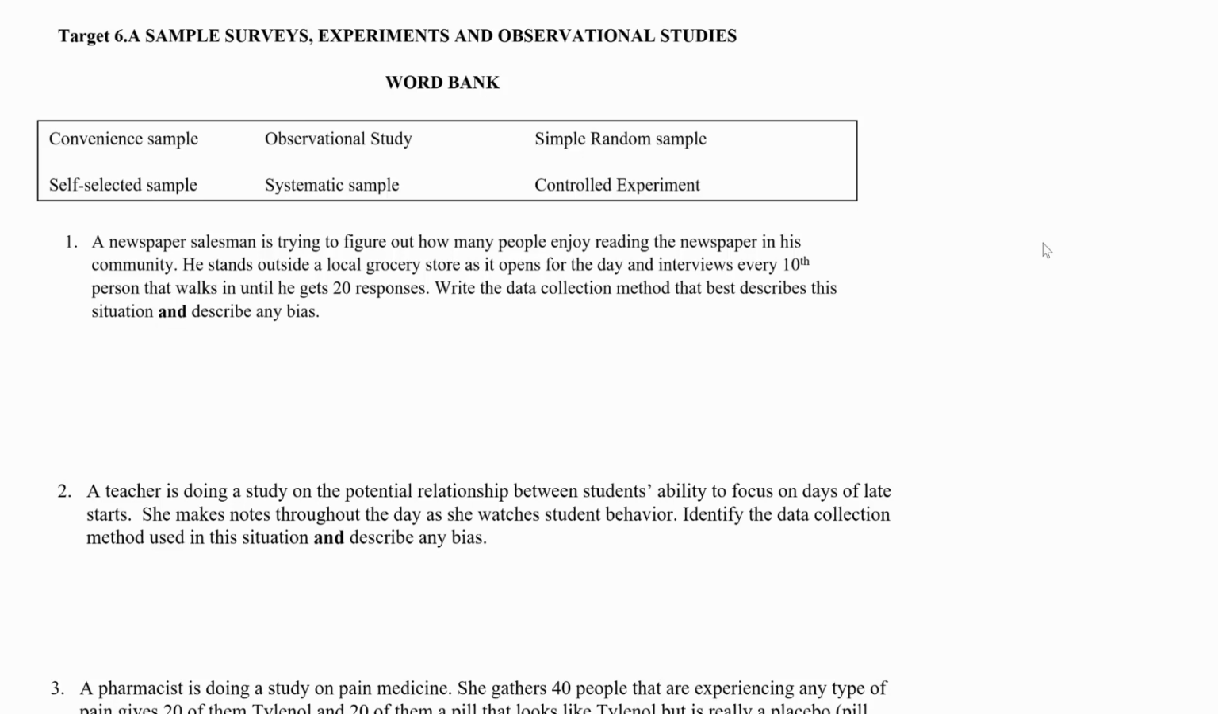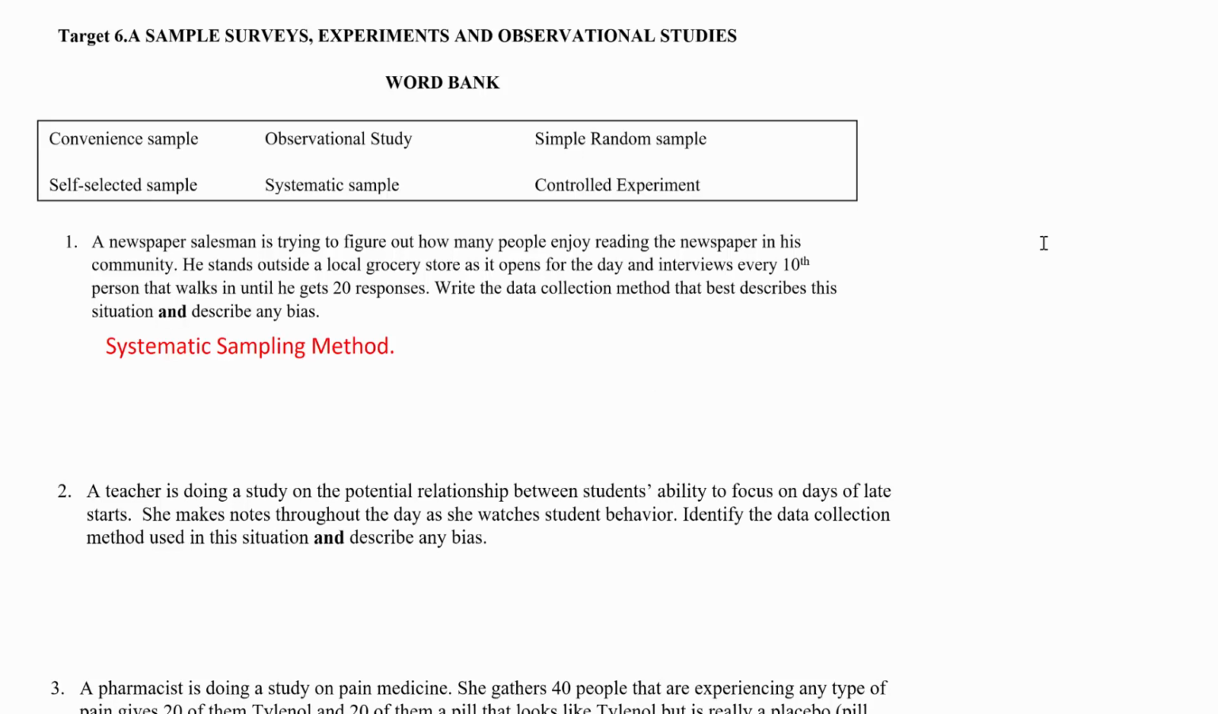The type of sampling method that the newspaper salesman goes with is systematic sampling, and that's because he picks every 10th person that walks into the local grocery store. Anytime a person that is collecting data picks every nth person, so in this case every 10th person, every 15th person, 20th person, every third person, that usually represents systematic sampling. Now we have to determine if there's any potential bias here.